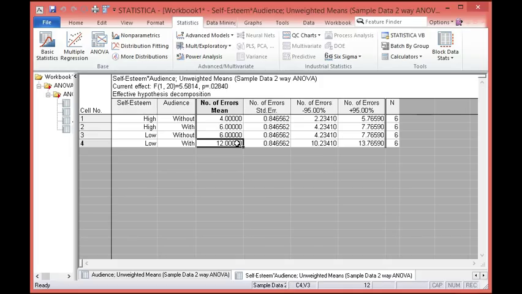So it's already giving you a hint, but we have to make sure of this idea that it seems that, at least from the means, although this is not a guarantee, it's just a suggestion from the means, the impact of self-esteem on the number of errors seems to be more pronounced or more evident or more observable when there is an audience. Okay.